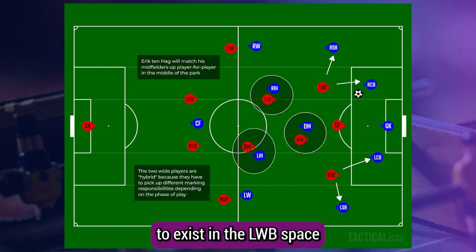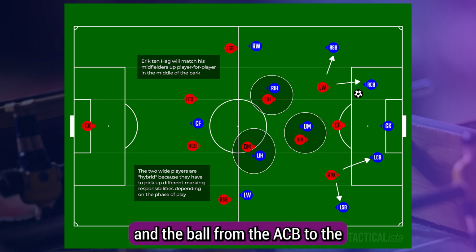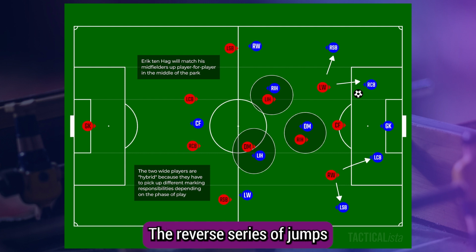The weakness is allowed to exist in the LB space, because the LB spot is considered low risk, and the ball from the RCB to the LB is unlikely. If the ball is played, the reverse series of jumps will be played, and Isi will press the LB.